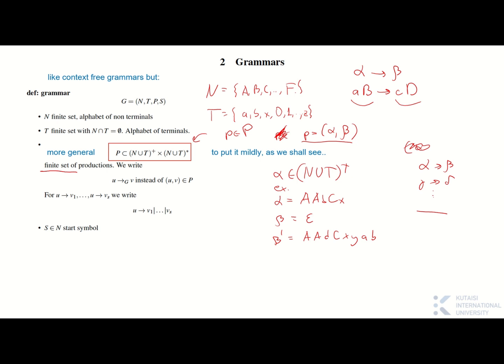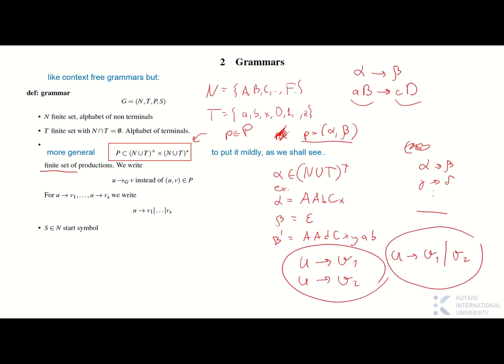So you have your non-terminals, terminals, and then you have a rule how to create new things from old things, and it's a finite set of rules. And then there are some shorthands. If you have a rule like this, U creates V1 and U also creates V2, instead of writing it as two production rules, I write U creates V1 and I will drop V2. So this just means that you have these two production rules. Just a shorthand.